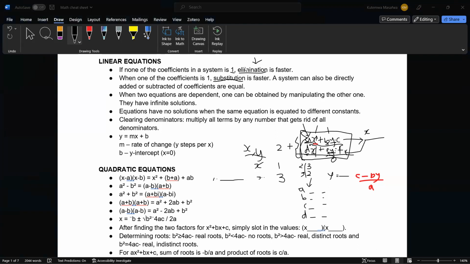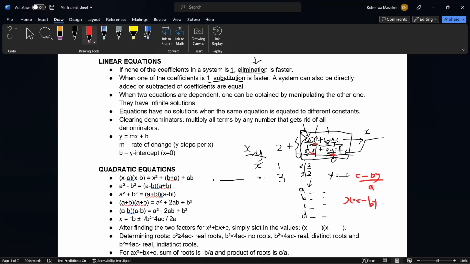So that means that the opposite is true. If one of the coefficients is 1, then substitution would be, and this is very relative, but substitution would be faster, because then you can simply make it c minus by is equal to x. There's no fraction anywhere. And you can easily just plug it in to the second equation and then find the value of y.